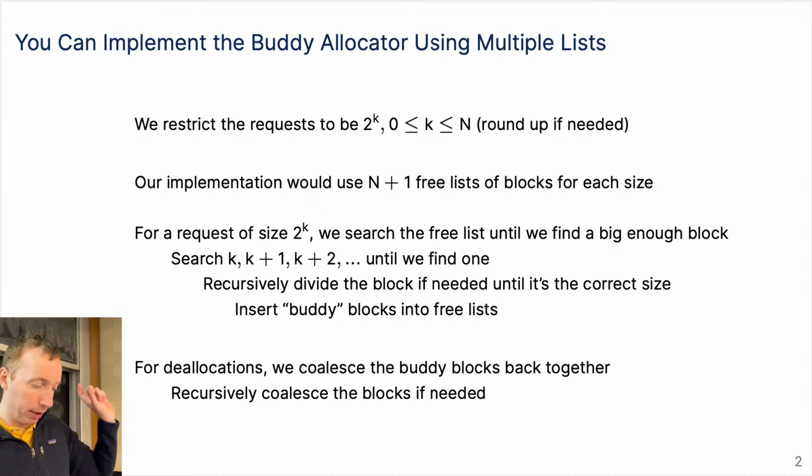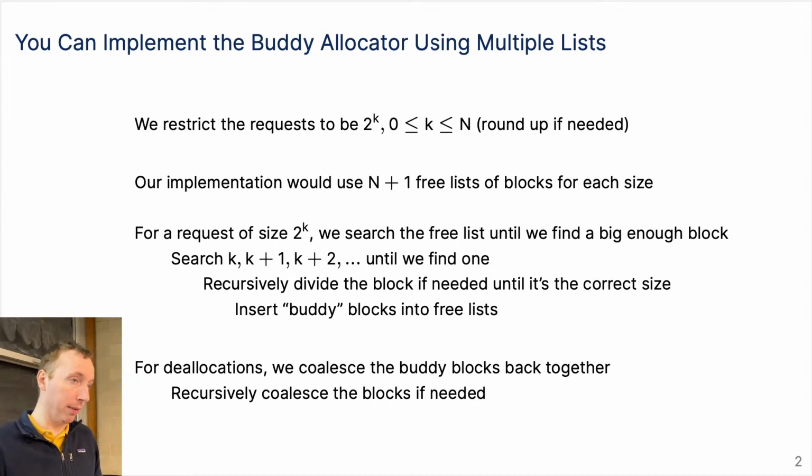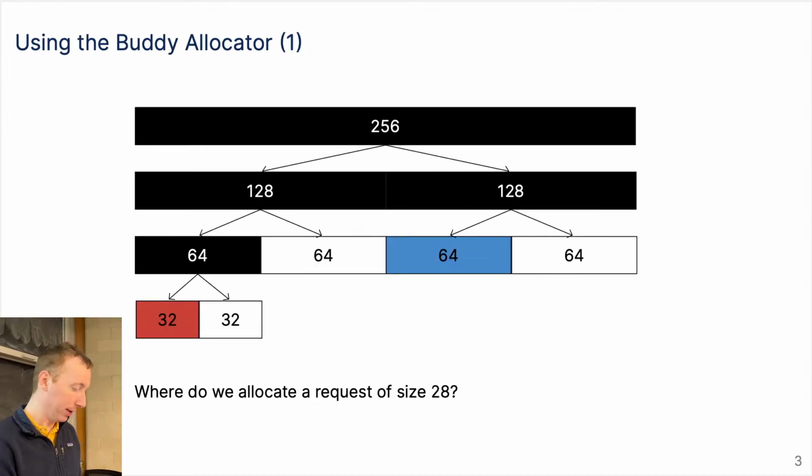As soon as you find a free block, you recursively divide it until it's the correct size, and this would create buddies all the way down. Then you insert all the buddy blocks you create into the free list, so you would essentially be creating new free blocks of smaller sizes. When you deallocate something, because you made them buddies, you can coalesce them back together if both the buddies are free. Then you could recursively coalesce the blocks if needed, just going up and trying to create the biggest block you can. So what does that look like?